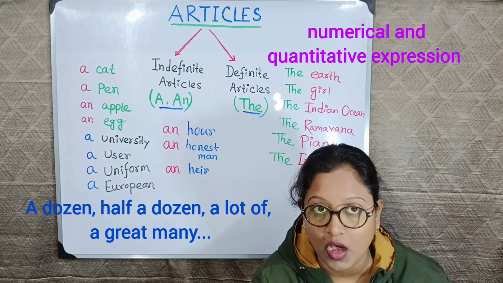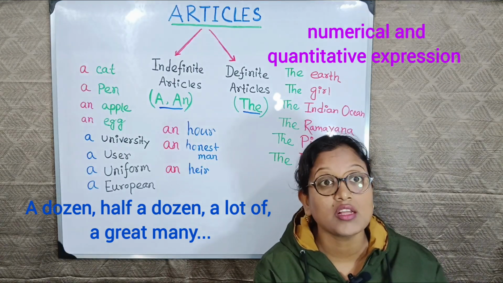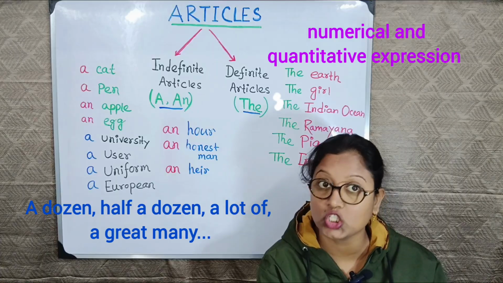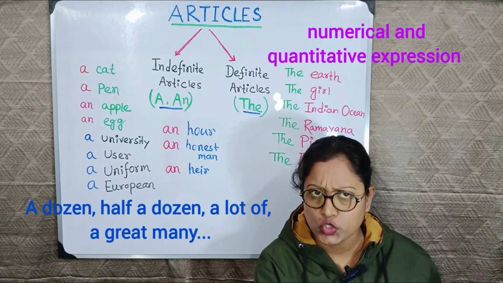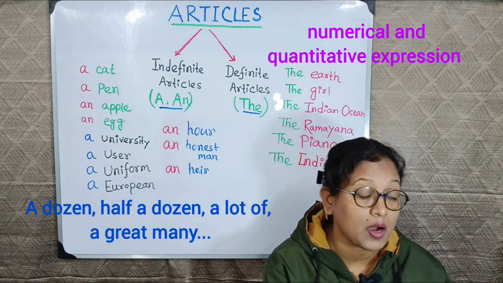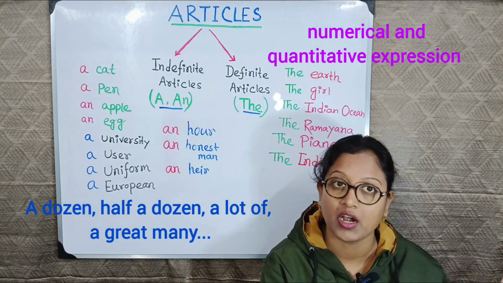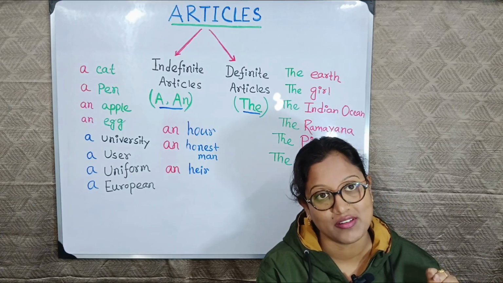A kilo, a dozen, half a dozen, a hundred, a thousand, a lot of, a great many, a great deal. So we use a or an before some quantitative, uncountable, and numerical expressions. Clear?